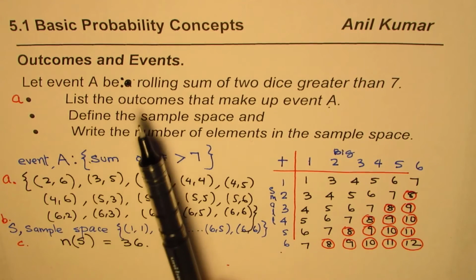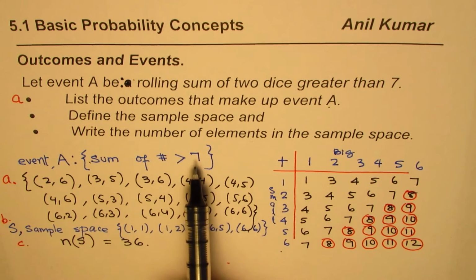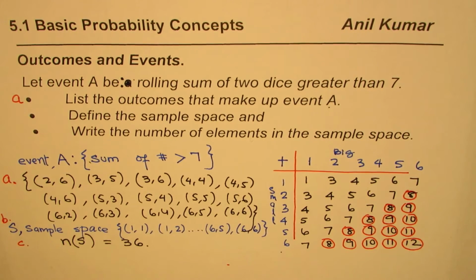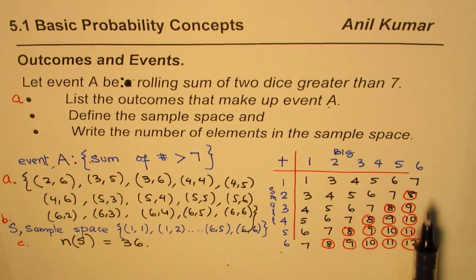And when we say list the outcomes that make up an event, it means those favorable to the event, right? In our case, the sum we are looking for is greater than 7. All those combinations which make a sum greater than 7 will be written as we did here. That's very important, since I've seen in test papers many times that people just write the number of favorable events rather than writing the outcomes as listed here. So be careful about it.